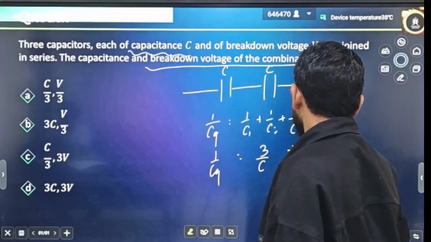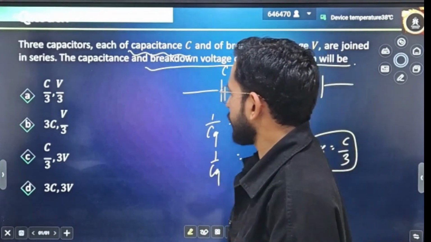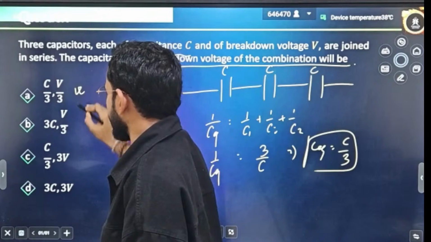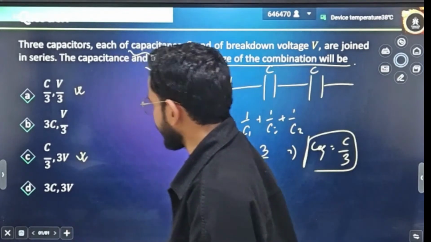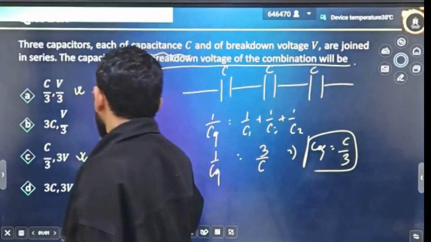That is finally what you can say C equivalent. C equivalent will be equal to C by 3. C equivalent is equal to C by 3. That means what are the two options? Either option A, either option C. Now we have to check what will be the net breakdown voltage of the combination.